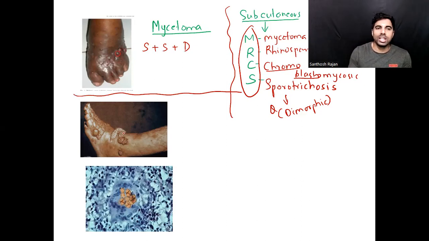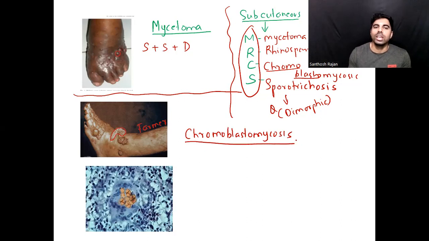Now look at this picture and tell me, what is this? The clue will be that it's a farmer or he's working in a forest and suddenly he got a trauma and he got these warts or verrucous lesions. The answer is chromoblastomycosis. In the exam, they will give this picture and ask you to identify it. Just directly they say chromoblastomycosis, and it's not a dimorphic fungus.